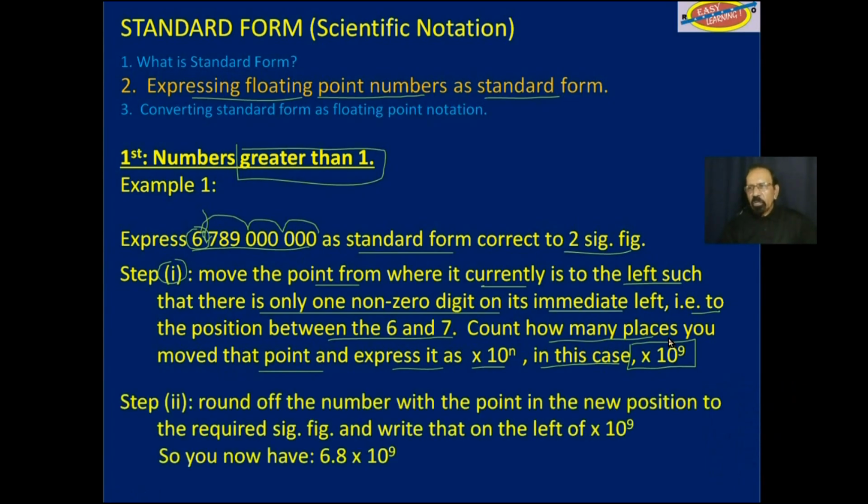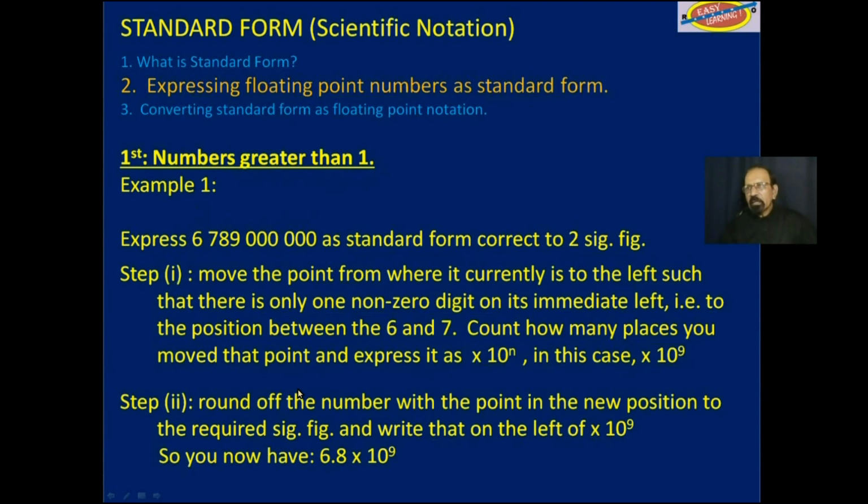Then secondly, you would round off the number with the point in the new position to the required significant figures. And you would write that on the left of the times 10 to the 9th. So our point is here. And we want 2 significant figures. That's 1, 2. By now you know how to do this. Your answer would be 6.8. That will be to the left of the times 10 to the 9th. And so this is your standard form: 6.8 times 10 to the 9th.